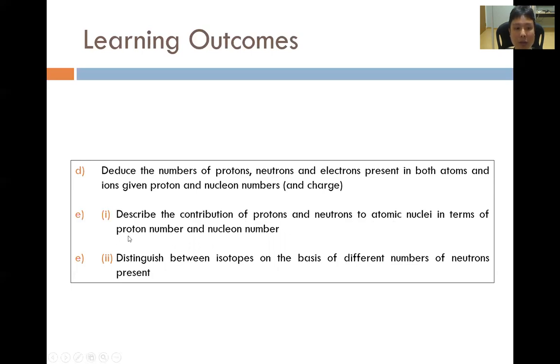You have to know the definitions for proton number, which is basically the number of protons, whereas the definition for the nucleon number is the number of protons plus the number of neutrons in the atomic nuclei of any atom or ion for that matter. Distinguish between isotopes on the basis of different numbers of neutrons present. Basically be able to state the definition of isotopes. They are elements with the same number of protons but different number of neutrons.